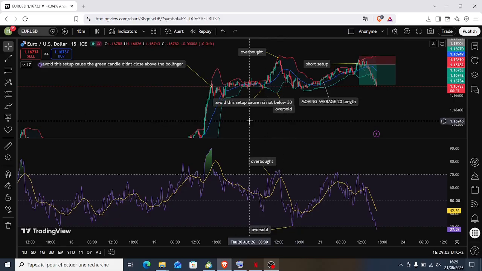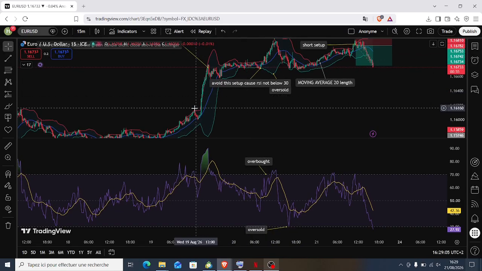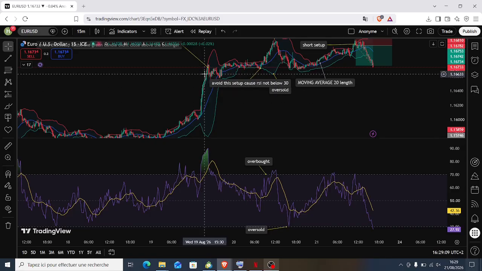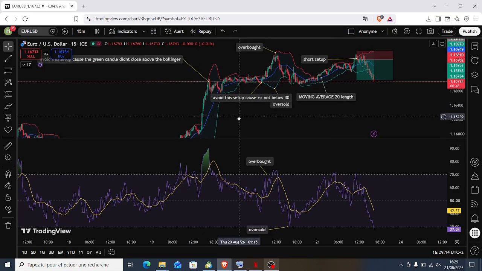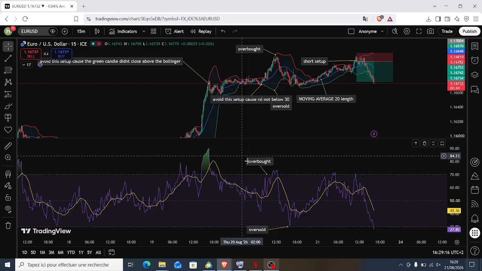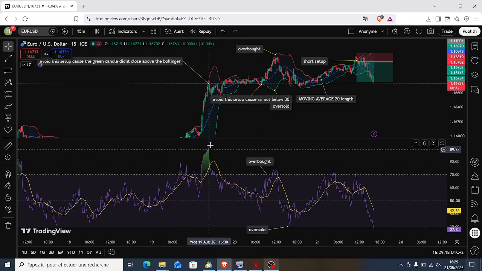But here is the massive problem that wipes out beginner accounts. Price can ride the bands for hours. It can hug the upper band during a strong uptrend and completely ignore the reversal signals. So, just touching the band is not enough. We need RSI to confirm the reversal and prove that momentum is actually dying.